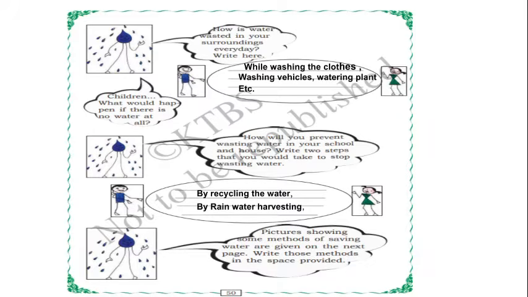Yes, for drinking and cooking, only 1% of useful water is there on our earth. So we should not waste it unnecessarily. In the next page, how is water wasted in your surroundings every day? We should write here. While washing clothes, washing vehicles, watering plants, etc., we waste the water unnecessarily, isn't it? We can see this in our surroundings, children.